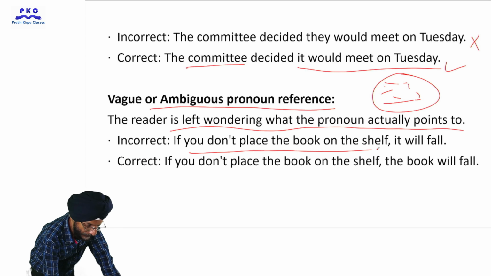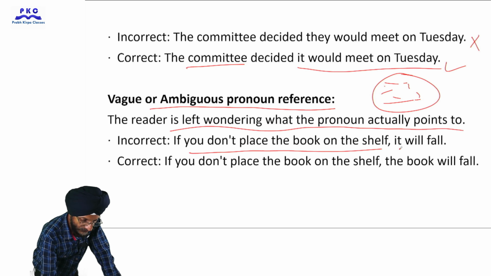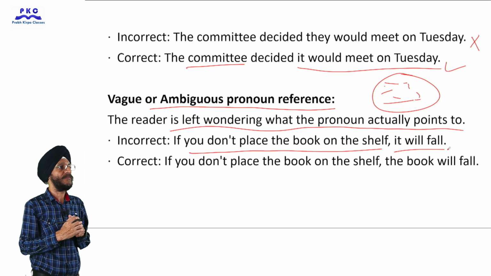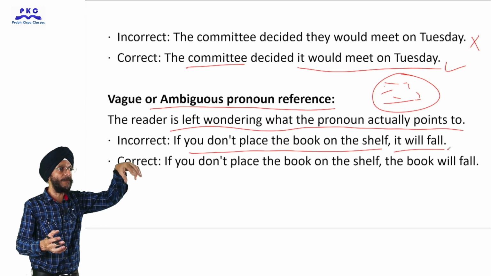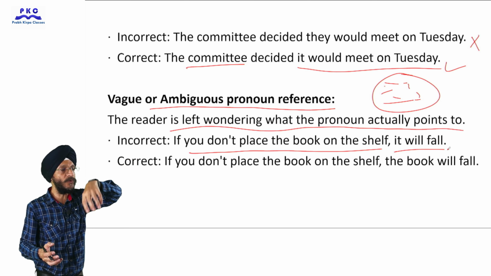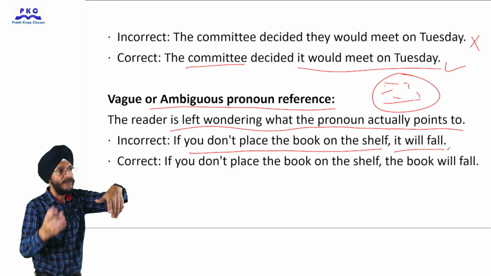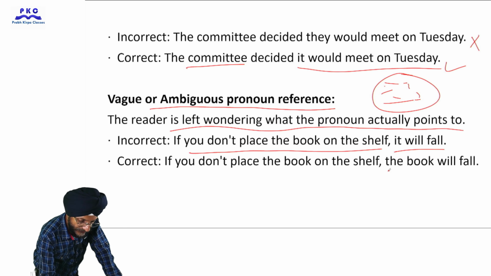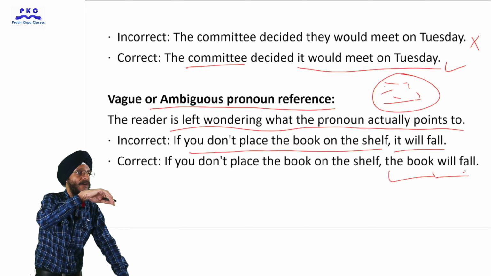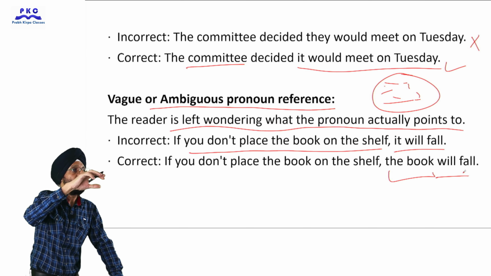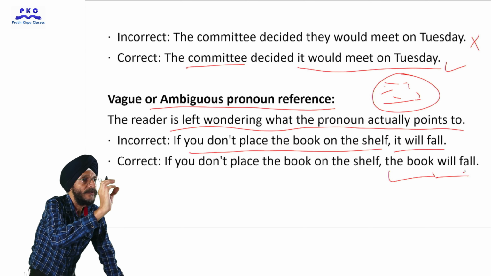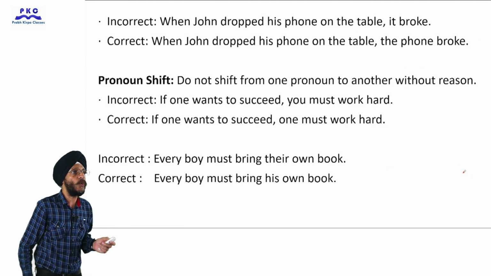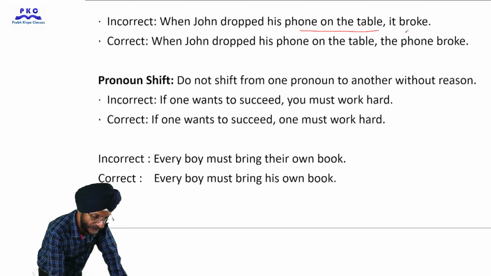If you do not place the book on the shelf, it will fall. What will fall? The book will fall or the shelf will fall? It is not clear. If we do not place the book on the shelf, what will happen? The book will fall or the shelf will fall? It is not clear. So to clear that, we will write "the book will fall". We have to repeat the word book to clear the sentence.